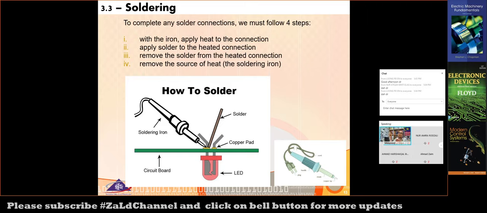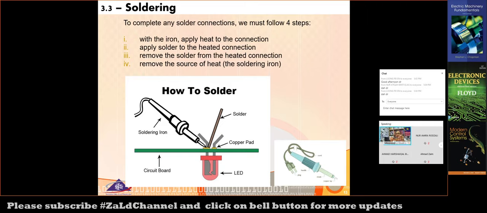We put the iron so that it just touches the lead, the terminal and the pads. Don't press, don't put pressure on it, because you will break the soldering pad. Make sure that you just touch it to heat up the leads. And then when you have applied heat, the next step is to apply solder. Take the solder, hold it, and apply it to the heated joints.